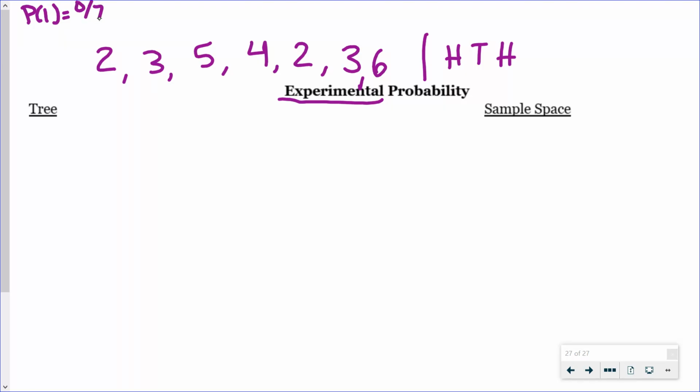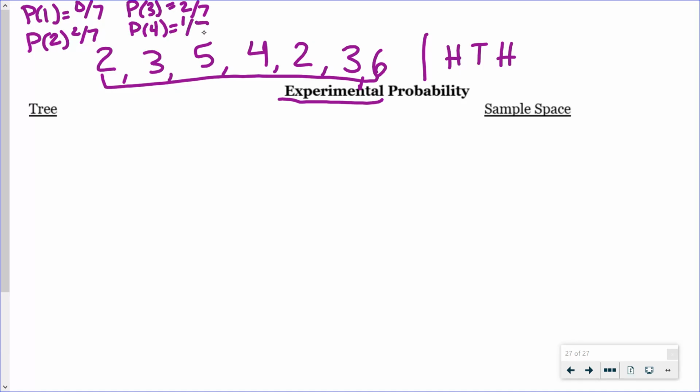of 7, because I had 7 total possible outcomes, and I got a 1 0 times. My probability of a 2 is 2 out of 7. Probability of a 3 is 2 out of 7. Probability of a 4 is 1 out of 7. Probability of a 5 is 1 out of 7. And my probability of a 6 is 1 out of 7.